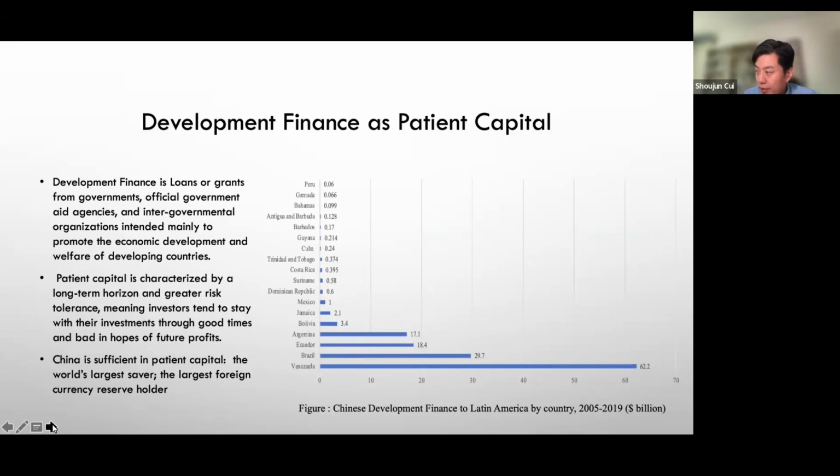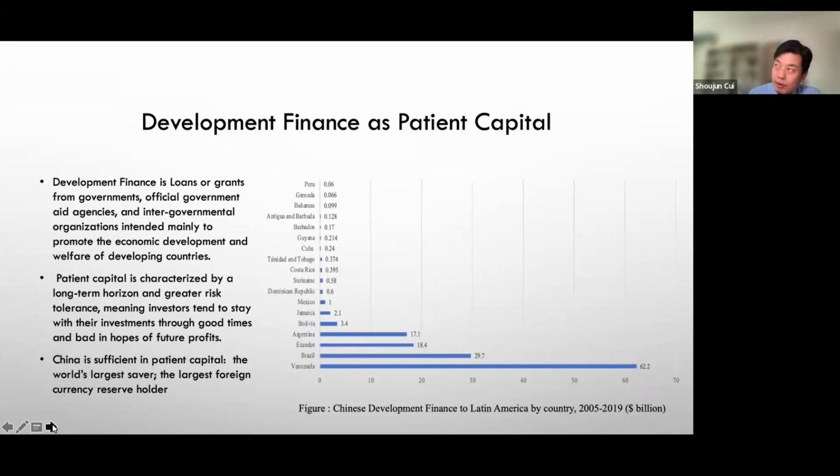In the meanwhile, we have a very important financial instrument, that is China Development Bank, together with the China Exim Bank, which means the import bank of China. I think these two entities are very important financial tools for China to engage with Latin America, particularly for infrastructure investment finance. So development finance is loans or grants from government, official aid agencies, and also intergovernmental organizations intended to promote economic development and welfare of developing countries.